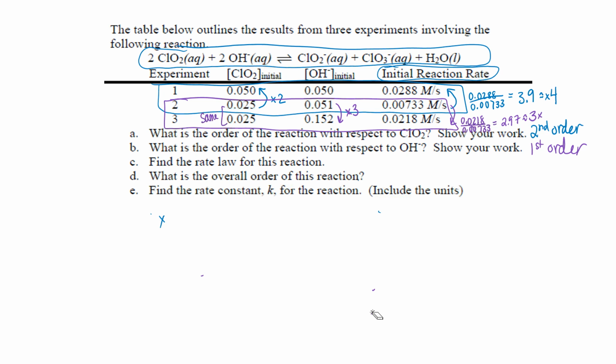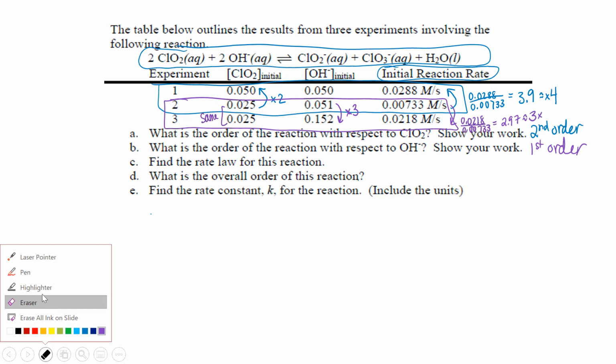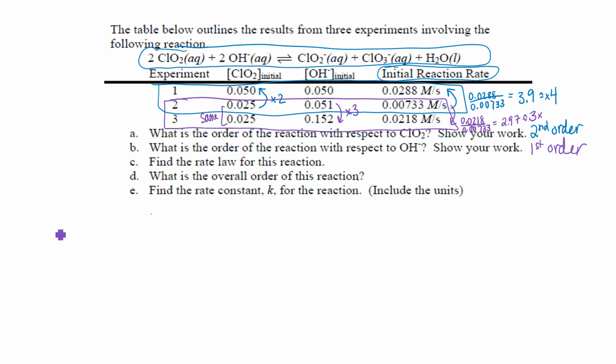And now we can write the rate law, and we can actually figure out the value of K here. So this will be our first problem. We're actually figuring out a value of K. Okay, so the rate law is going to be rate equals some constant K times ClO2 to the power of 2 and hydroxide to the power of 1, because we said ClO2 is second order, hydroxide is first order.